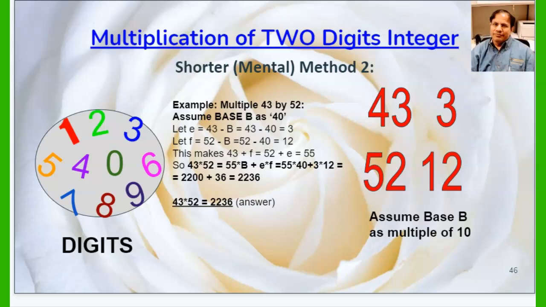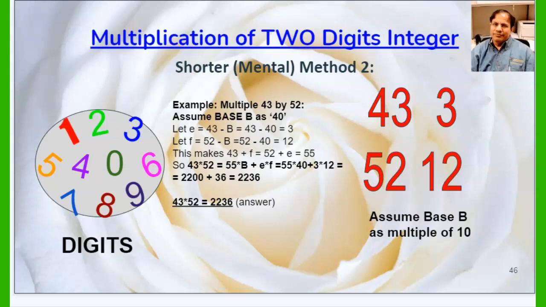One is the number above the base, multiply two numbers above the base. So if I say that the base is b, and let a symbol e equal 43 minus base, which is 3, and then let f equal 52 minus b, which is 12. Then this makes 43 times 52 equal to 55 times the base plus the product of the differences from the base of the two numbers, which are 3 and 12.